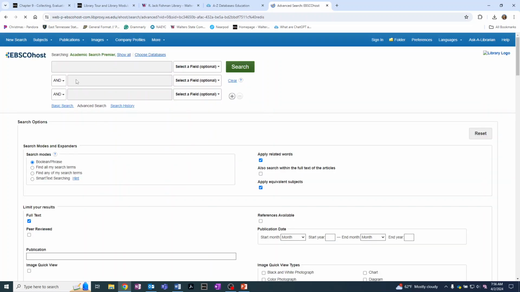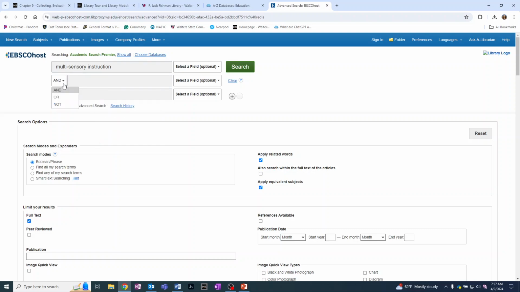Okay. So one thing to think about when you're working in a database is to think of it like tags on social media. What you'll do is try to narrow it down. You don't need to put a big sentence in here. So let's say that we want to learn about multi-sensory instruction, because we're looking at that research-based strategy in the classroom. Multi-sensory instruction. And remember, you think of tags.